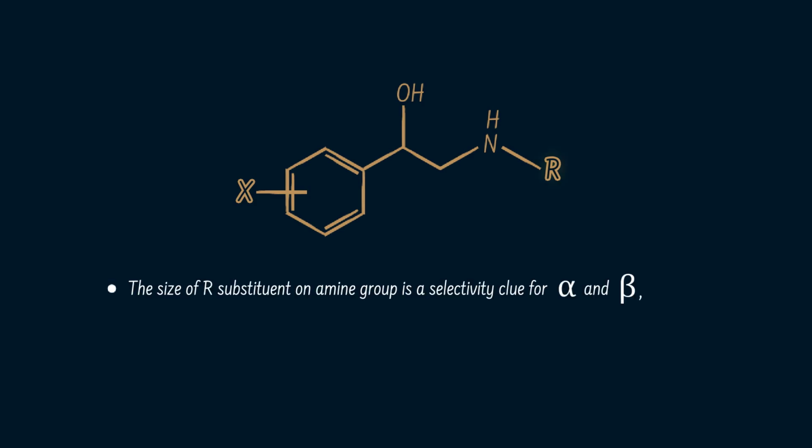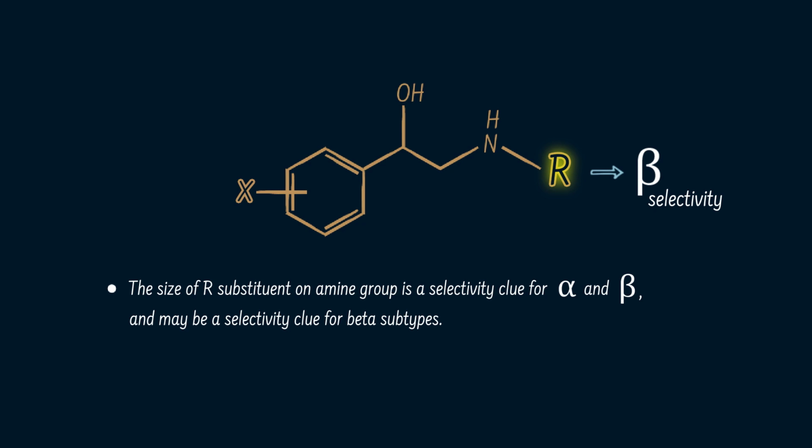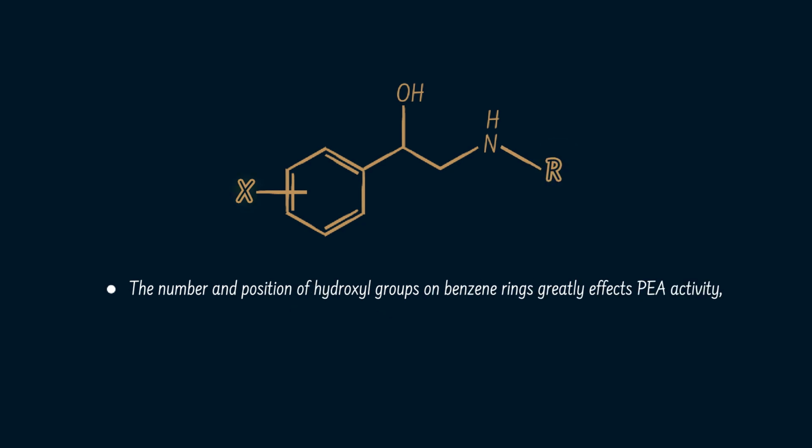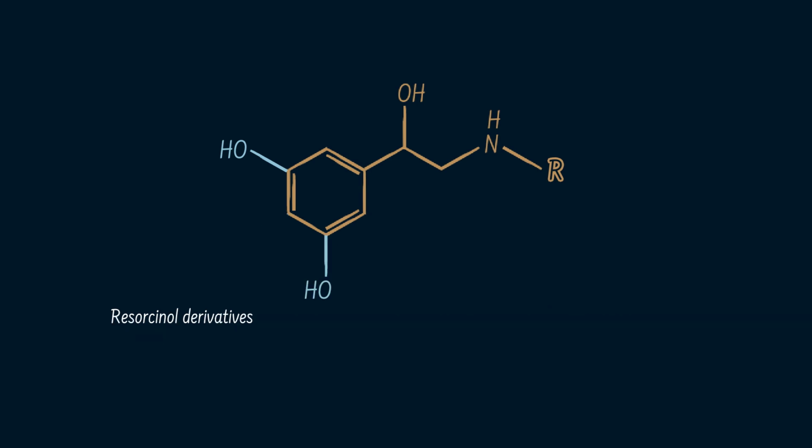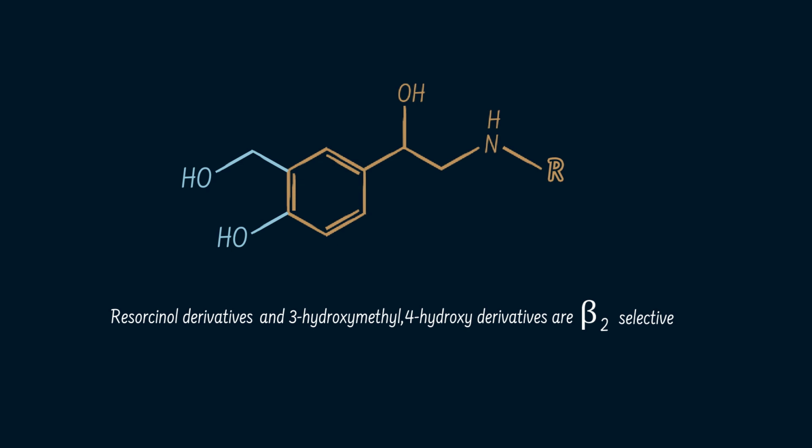The size of the substituent on the amine group is a selectivity clue for alpha and beta, and may be a selectivity clue for beta subtypes. Increasing the size shifts selectivity to beta. The number and position of hydroxyl groups on benzene rings greatly affects PEA activity, selectivity and metabolic stability. Generally, catechol derivatives which are 3,4-dihydroxy are non-selective and have poor oral activity, while resorcinol derivatives which are 3,5-dihydroxy and 3-hydroxymethyl-4-hydroxy derivatives are beta-2 selective and have good oral activity due to their COMT resistance.